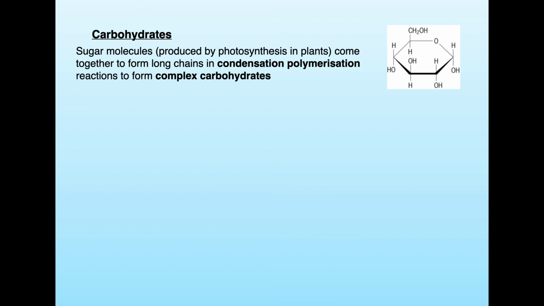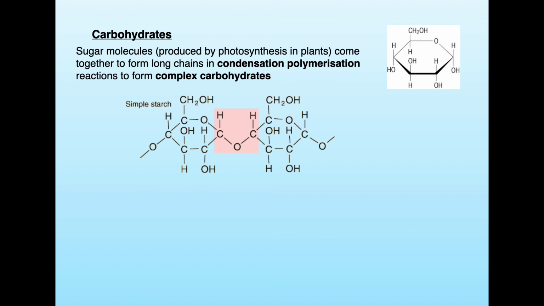Now, carbohydrates are made up of monomers, which are simple sugars. Okay? So simple sugar molecules, which come from photosynthesis, come together in condensation polymerization reactions. We've just heard about them, to form complex carbohydrates. So the molecules join together with this kind of oxygen bridge. The end alcohols join with the next molecule along to form starch.